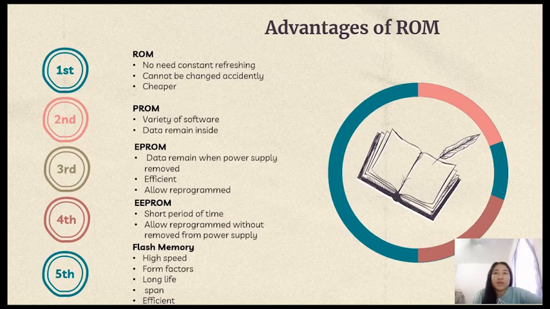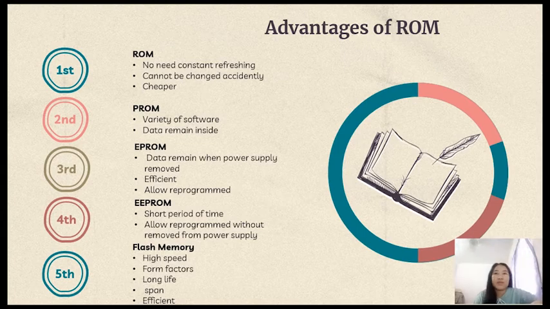So I'll be explaining about the advantages of ROM, where it is divided into 5 parts, starting from ROM itself, which stands for read-only memory. Because it is static and does not require to be refreshed constantly, it is simple to put to test. Due to its non-volatile characteristics, it cannot be accidentally changed and is more reliable as compared to RAM, and it is also way cheaper as compared to RAM.